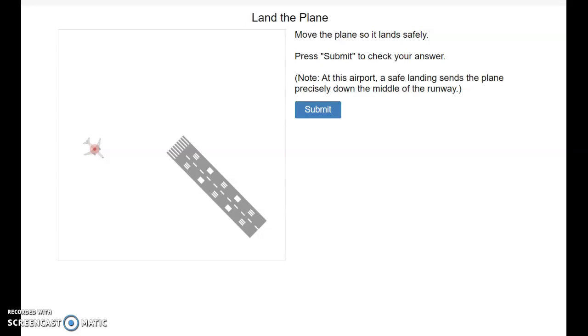Today we're going to be on Desmos, and we're going to look at real life situations, again, where linear functions, so lines that are straight or functions in general, come in handy in occupations. So the first slide here says move the plane so it lands safely on the tarmac, which is this strip right here. If you move the airplane, you can only move it up and down. A hint for you is at this airport, a safe landing is going to be straight down the middle of the runway. So I think maybe about there.